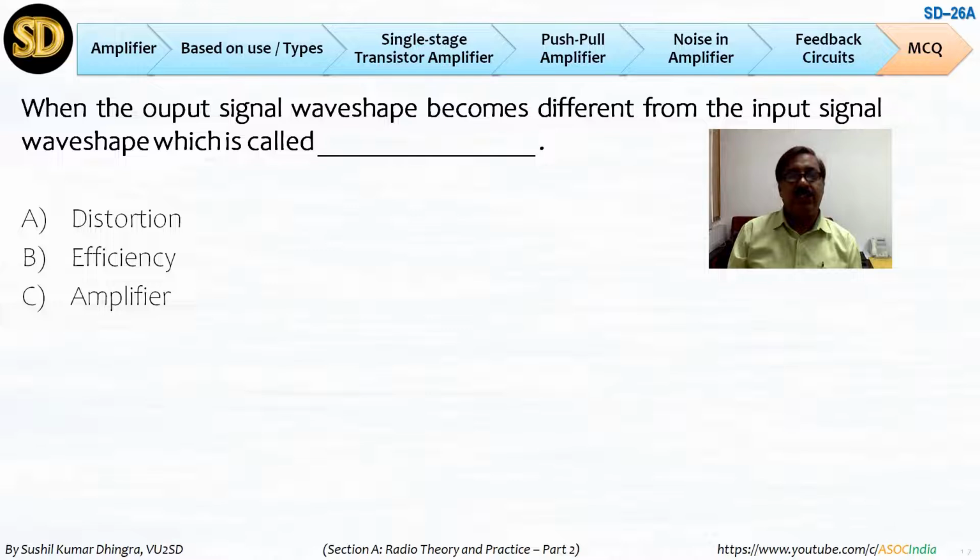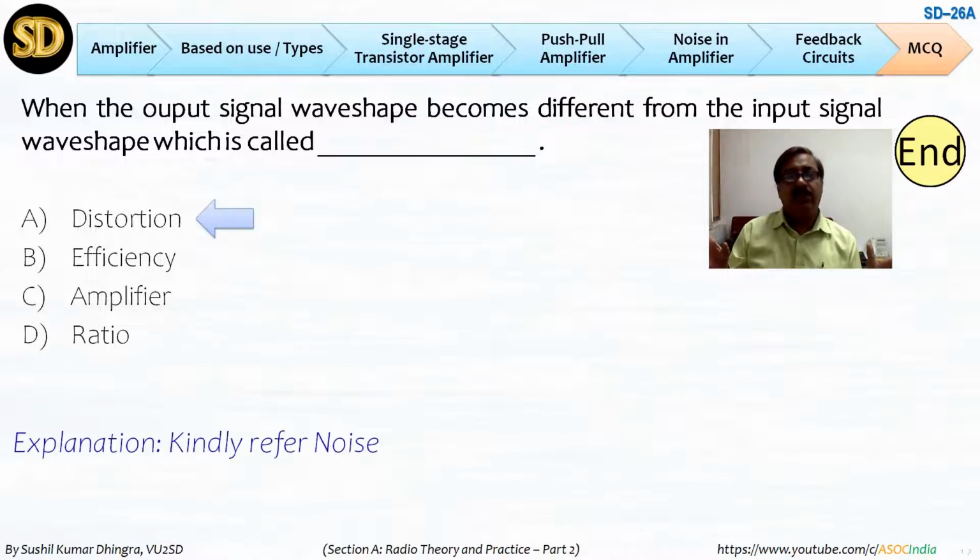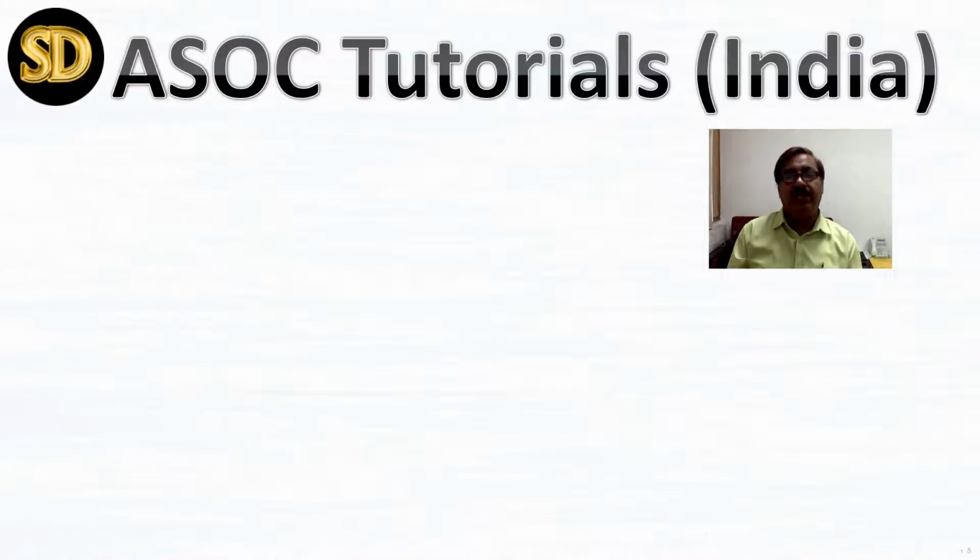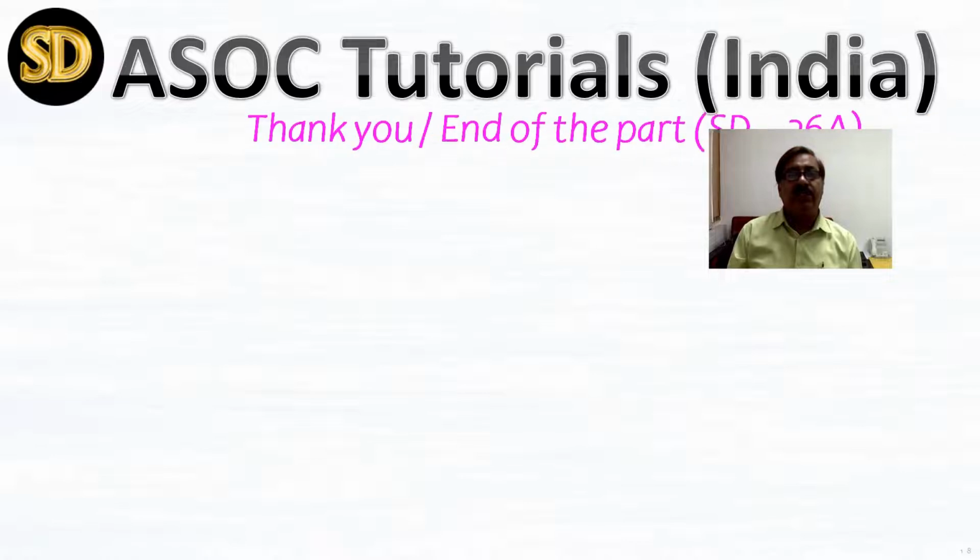One more question is there. When the output signal wave shape becomes different from the input signal wave shape, that is called, there is no matching. Fast. Distortion. If wave shape is not the same, then there is a distortion. So this distortion is the answer. This may come in your ASOC exam. Note down it.